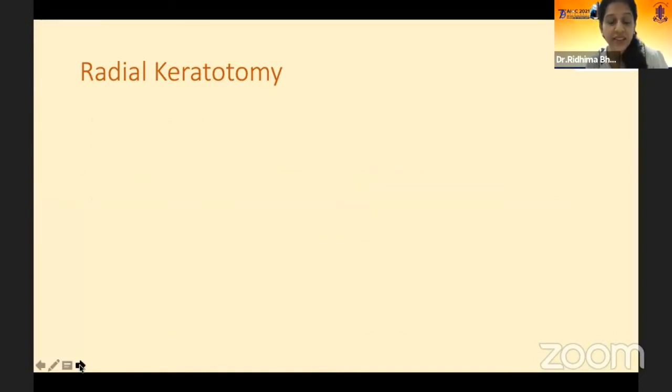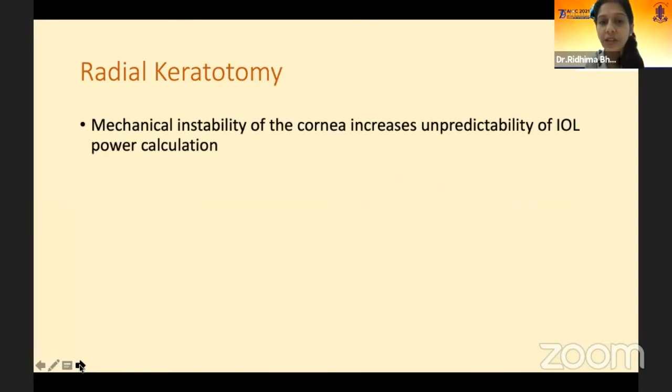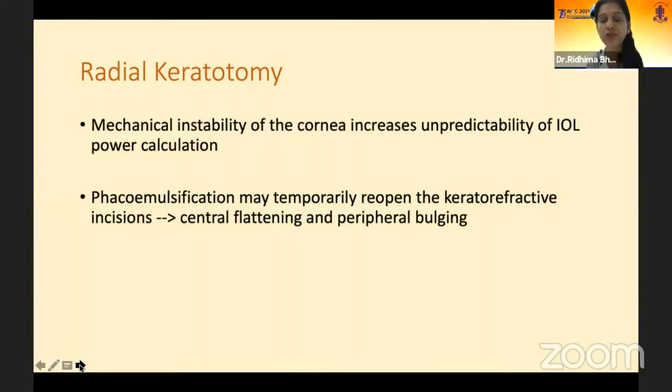In RK, another effect is the mechanical instability of the cornea, which further increases the unpredictability of our IOL power calculation. Also, during surgery, sometimes if the incisions were to give way, that would further contribute to central flattening of the cornea, and that can persist for quite a long time. So these have to be considered while selecting an IOL power.